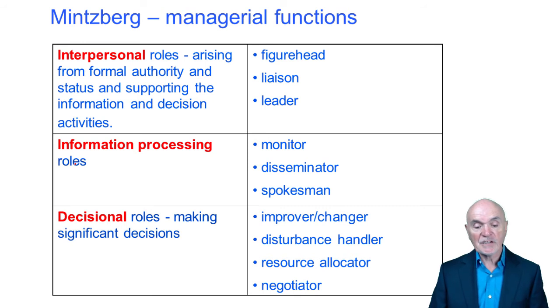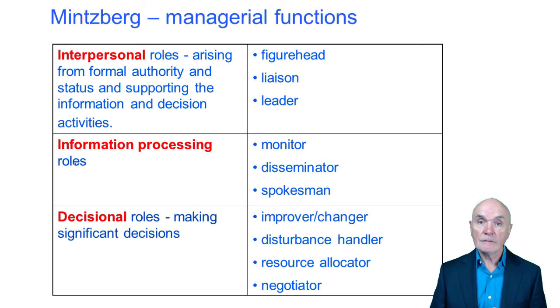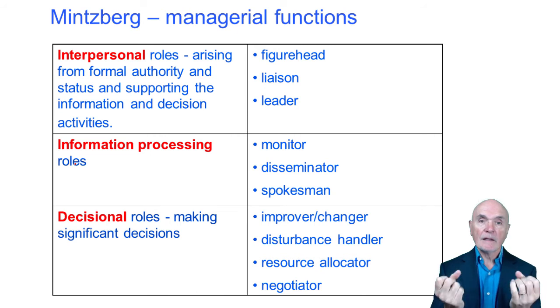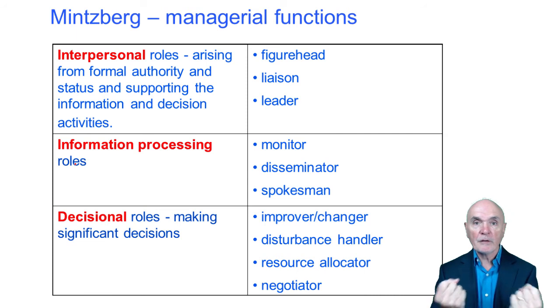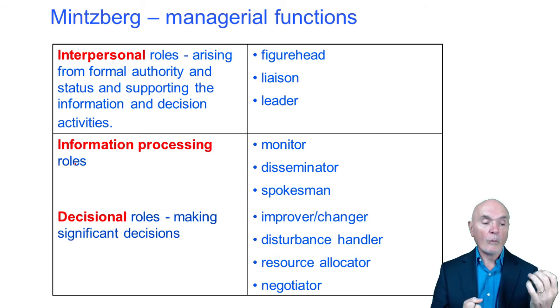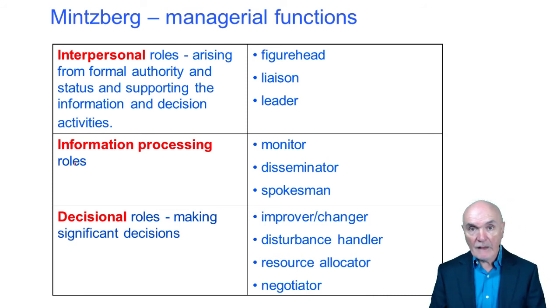And then there are decisional roles, making significant decisions to improve what's happening. It can simply be, shall we buy a new machine that works more efficiently? Disturbance handler. This means if you've got two employees at loggerheads, perhaps they both want a new piece of equipment and you can only afford one of them, or one blames the other one for making errors and so on. Managers have to step in and handle that disturbance.